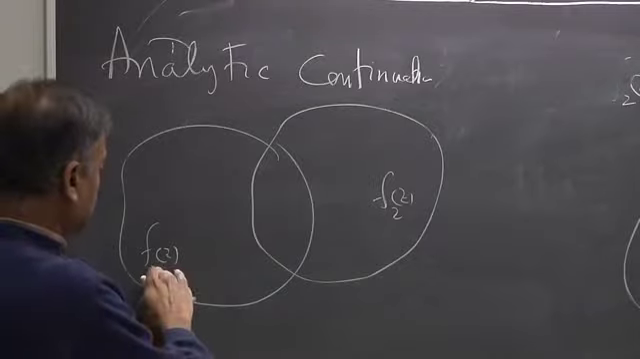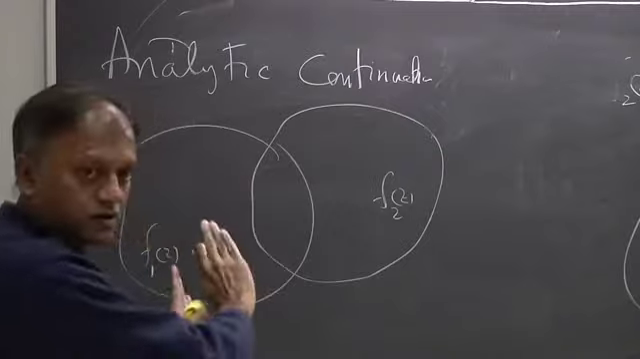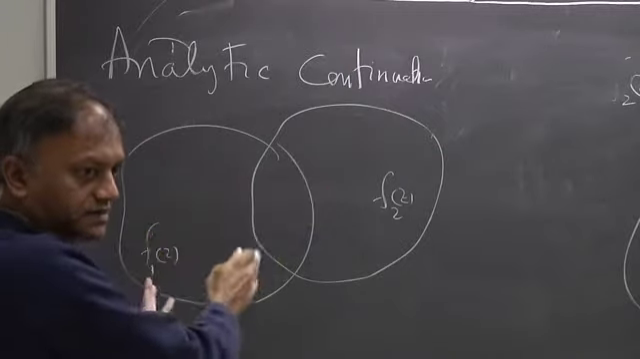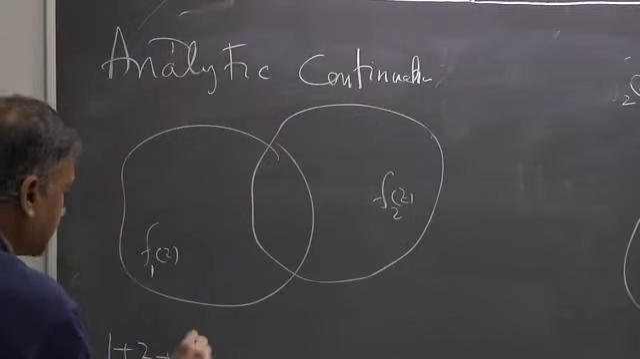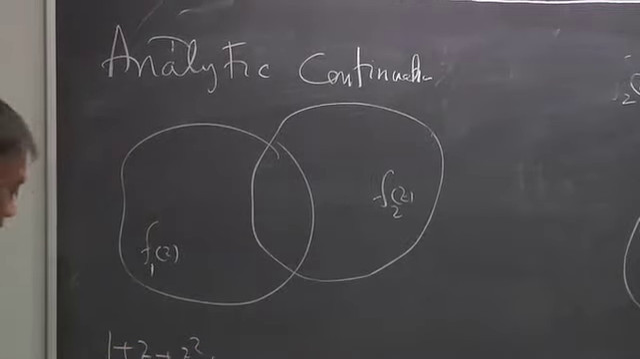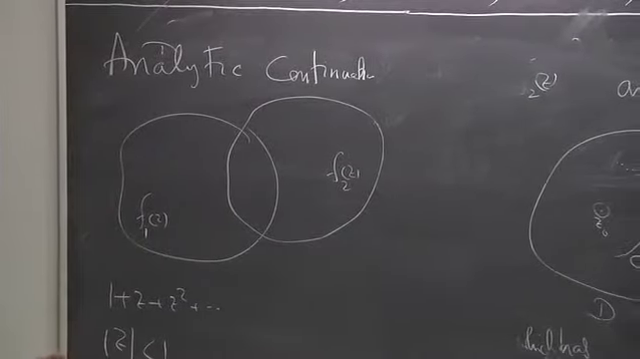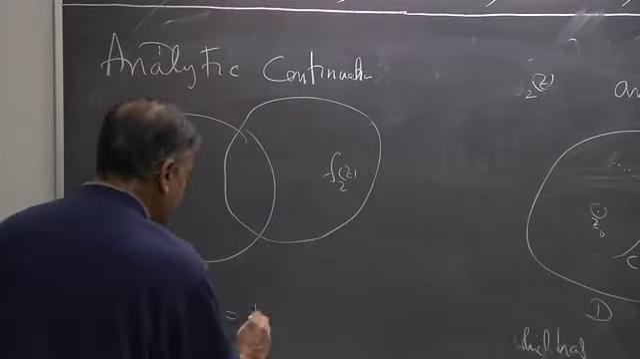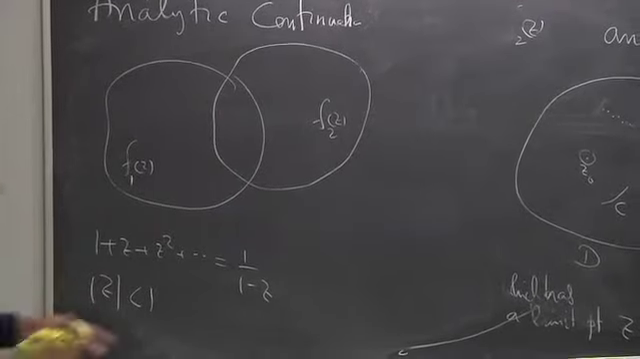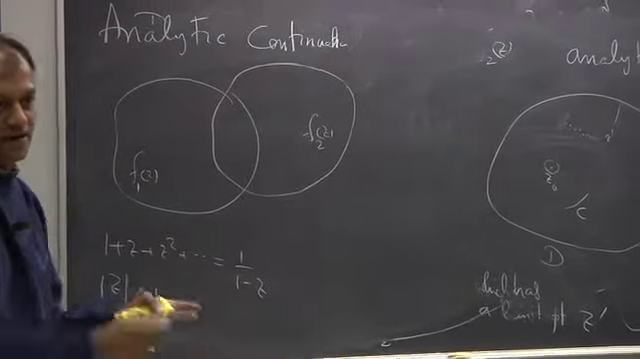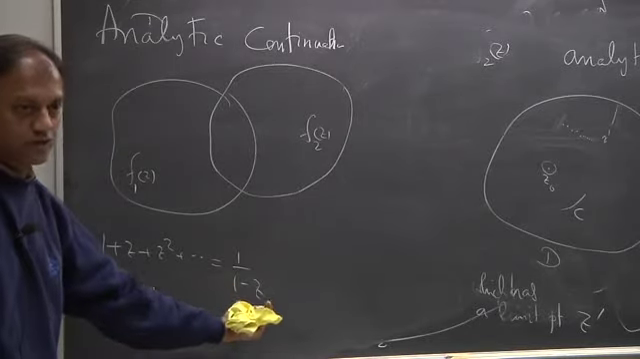But I don't know, I cannot extend this function, it is defined only here. I don't know what the definition is outside. It's just defined in this region. As an example, you remember this geometric series 1 plus z plus z squared and so on. This is only defined for absolute value of z less than 1, right? And there, of course, in this region, I know it's 1 over 1 minus z. I mean, we were just lucky that we knew what this was. In general, if you give me a series, I wouldn't be able to write down some neat formula like that. No?